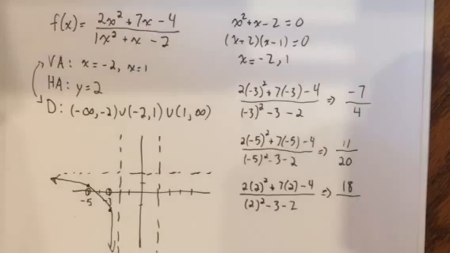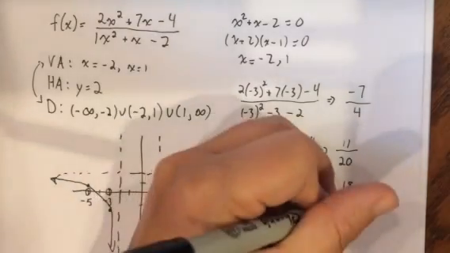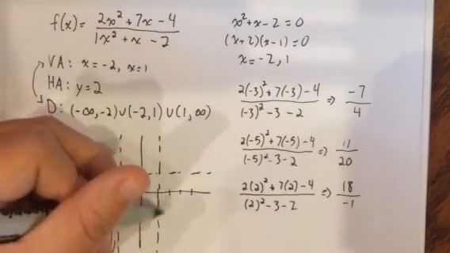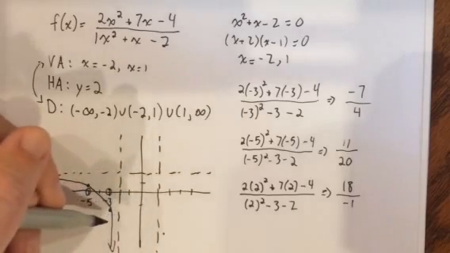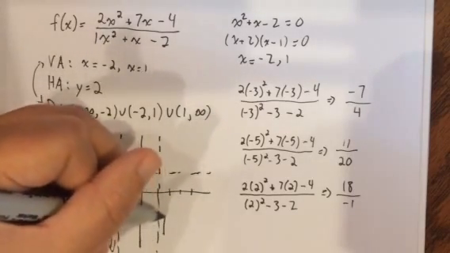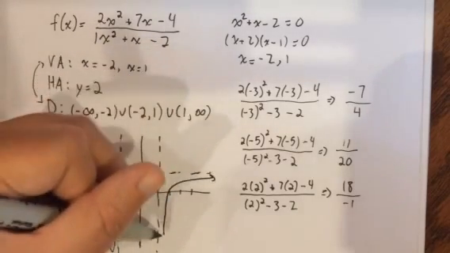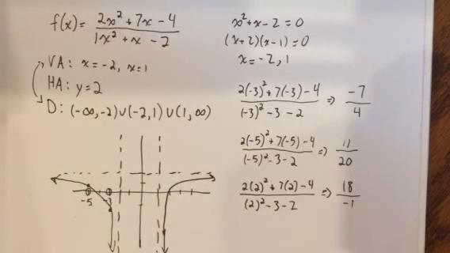On the bottom, I would get 4 minus 3 would be 1, minus 2 would be negative 1. So I would get negative 18, so something way down here. So I can pretty much tell how this is going to go. Should go like that. Now I just got to see what's happening here.